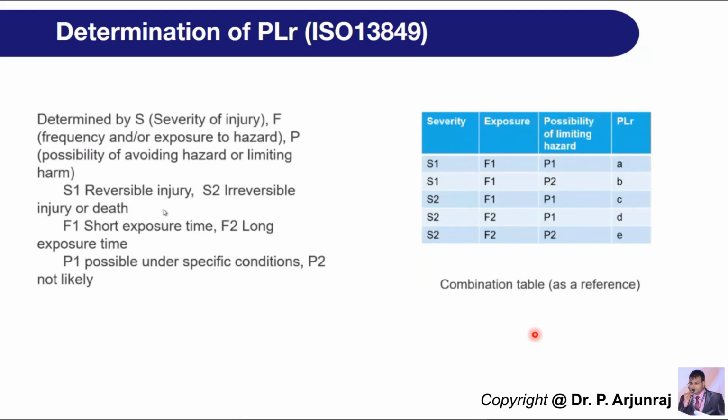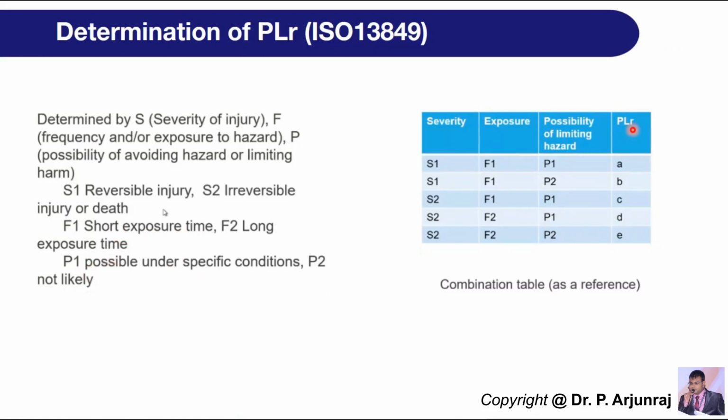We are determining the PLr, the performance level rating. So you're also going to determine it with the help of severity, and you also have the frequency. For the probability, I'm going to put it in terms of exposure, where I'm going to have F1 and F2. F1 is a short exposure time where the failure is going to happen, or the probability of occurrence. F2 is the long exposure time.